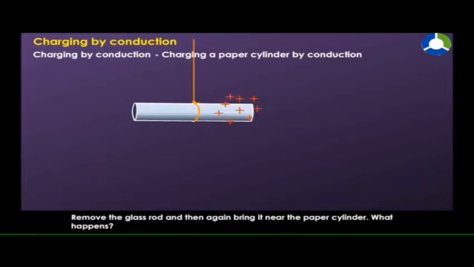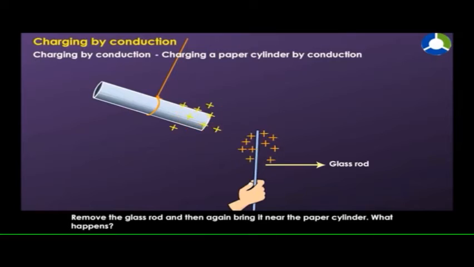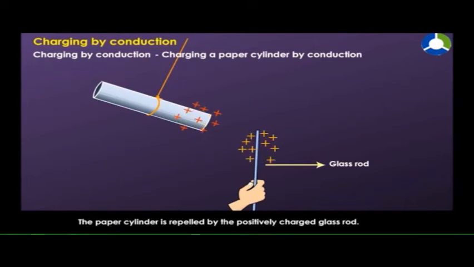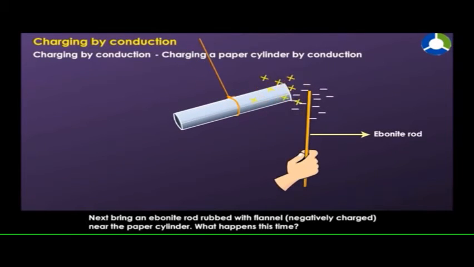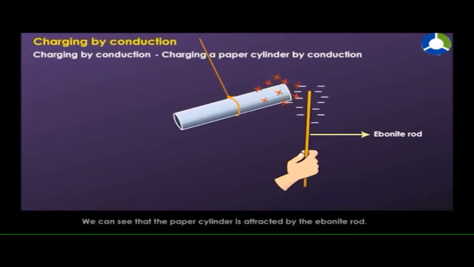Remove the glass rod and then again bring it near the paper cylinder. What happens? The paper cylinder is repelled by the positively charged glass rod. Next, bring an ebonite rod rubbed with flannel, negatively charged, near the paper cylinder. What happens this time? We can see that the paper cylinder is attracted by the ebonite rod.